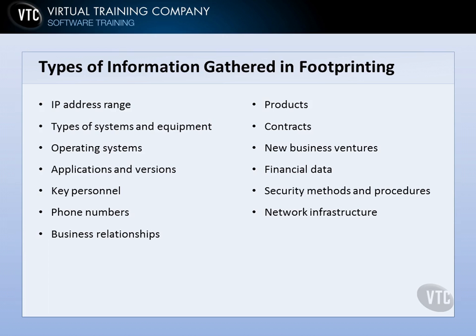We also are looking for security methods and procedures. What kind of security processes and controls are in place? And obviously, we're also looking for information about the network infrastructure, what protocols are used, and things of that nature. So this is the information we're looking at when we talk about footprinting, and all of this helps us build a database of information about the organization or the target.